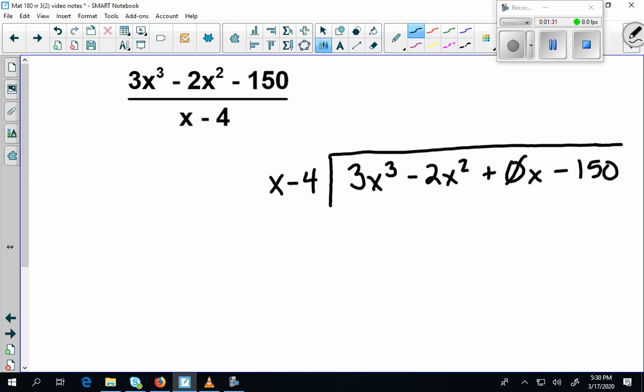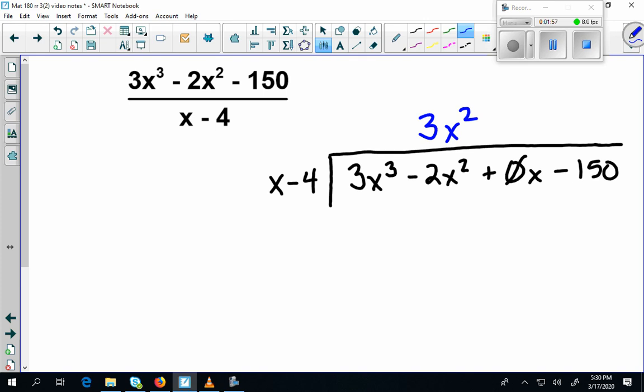Now, when I am starting to divide, I'm just going to look at the first term in my divisor, the guy outside, and divide that into the first term in my dividend, the thing under the bracket. So x goes into 3x cubed how many times? 3x squared times. So let's write that down over the x squared term there.